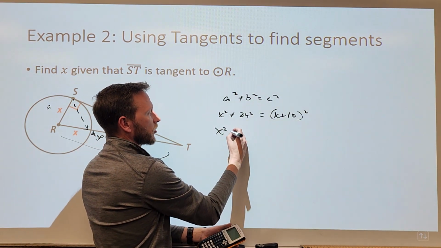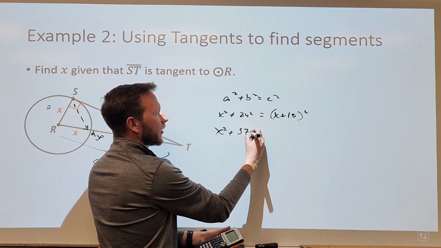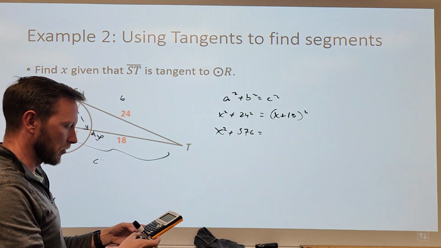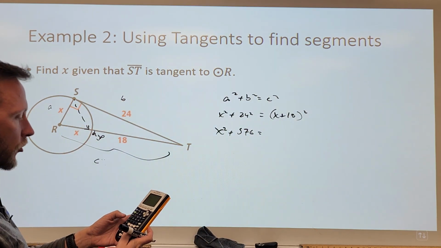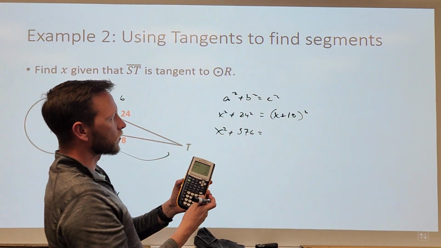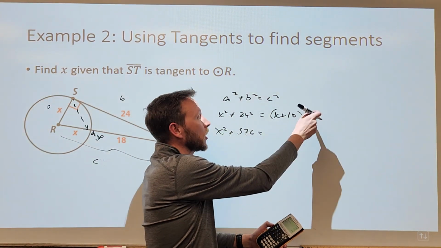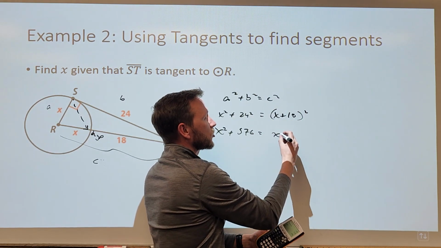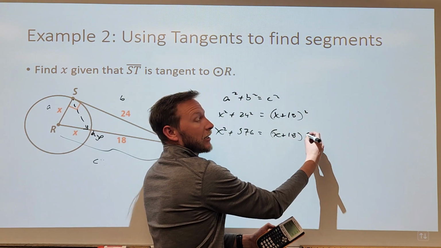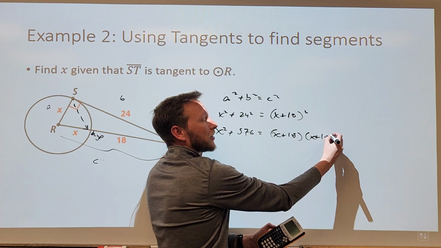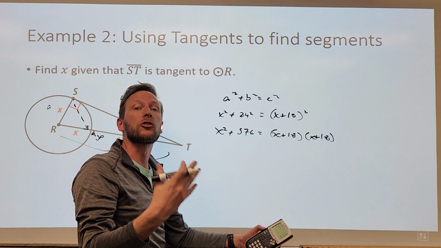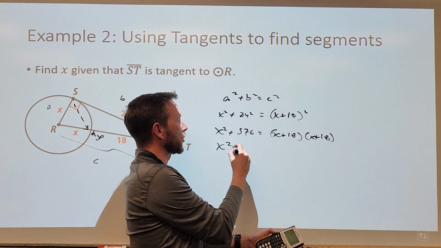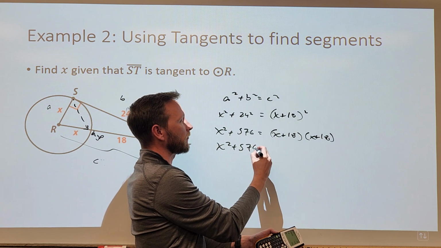X squared is just x squared. 24 squared is 576. We can just double check that. 24 squared gives us 576. Now, x plus 18 squared is not x squared and 18 squared. That's not how that works. X plus 18 squared means we're taking x plus 18 and multiplying it by x plus 18. We have to do that double distribution. Your Algebra 1 or pre-algebra teacher might have called that FOIL.